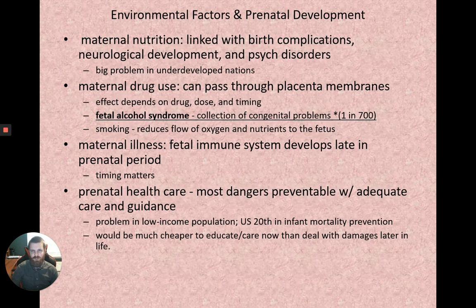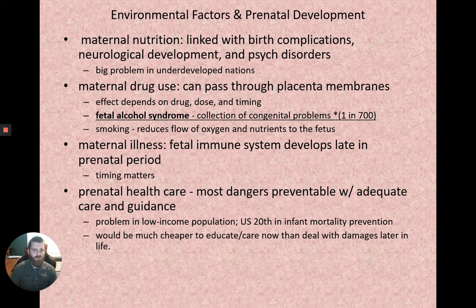But you can see some more examples here of different environmental factors that could impact prenatal development, your nutrition in general. Imagine you're growing up in a country that is already dealing with starvation and malnourishment, and you can barely feed yourself. And then you're a pregnant woman in this country. You've got to figure out how you're feeding two instead of one. So there can be complications there.